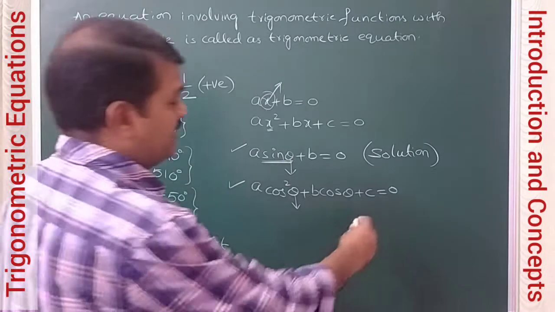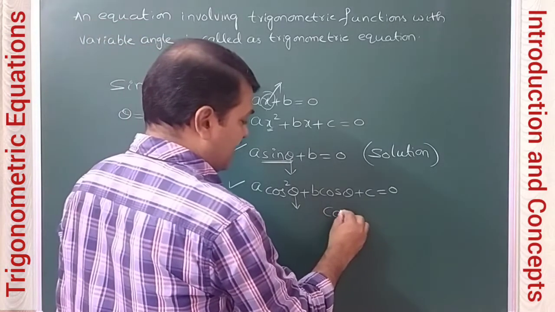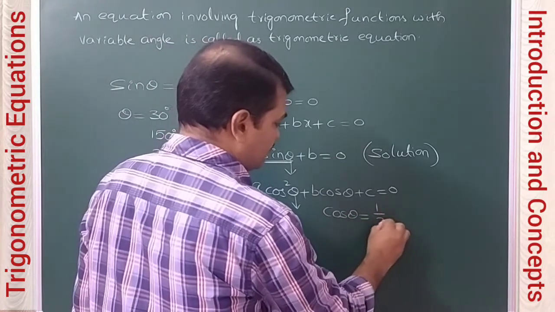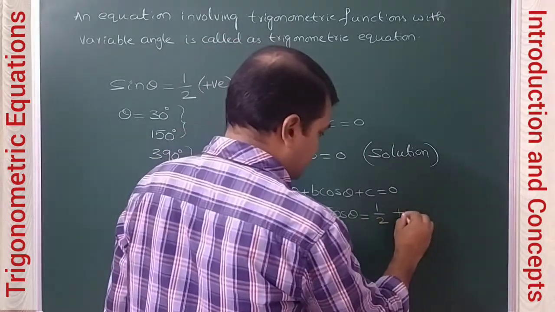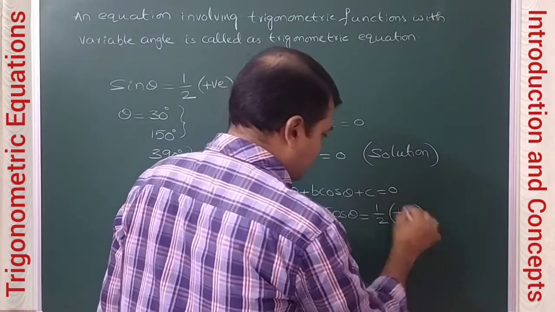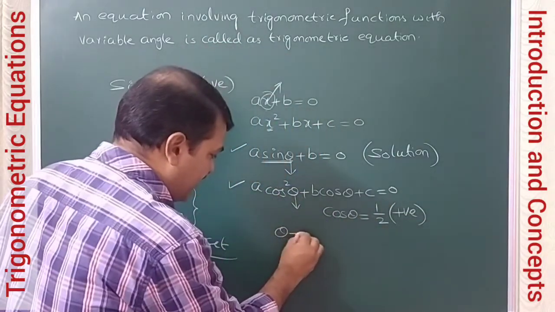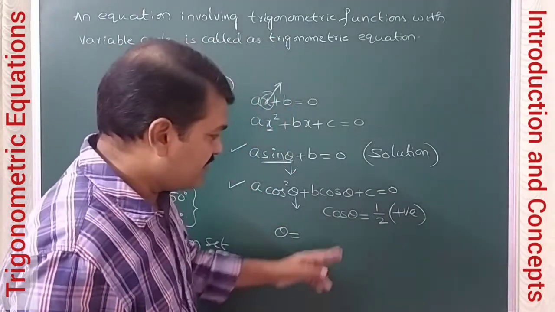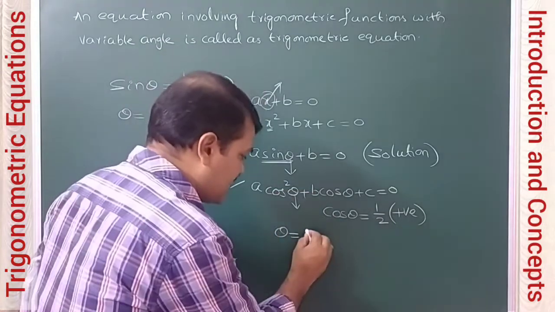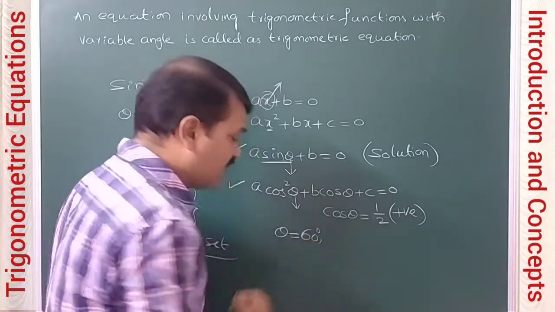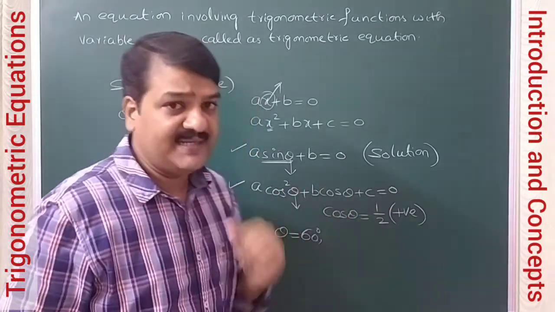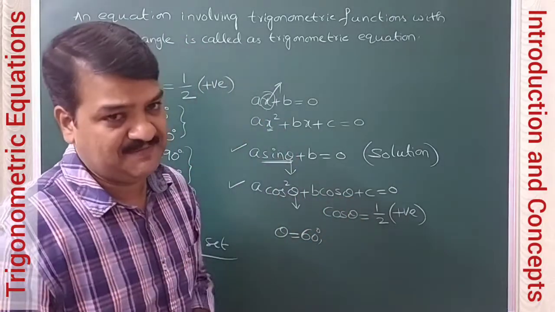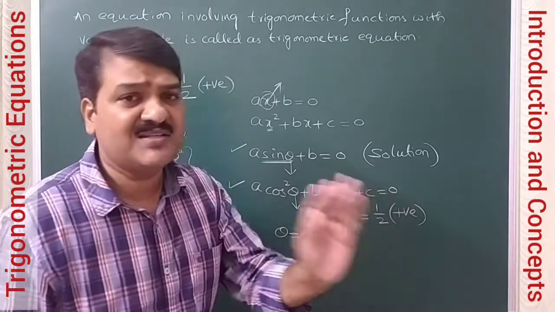For example, if you take cos theta is equal to 1 by 2, of course this is positive. Cos theta is positive means theta will be in the first or fourth quadrant. In the first quadrant, 1 by 2 is obtained for 60 degrees, whereas in the fourth quadrant this will come for 360 minus 60. Fourth quadrant means we can write 360 minus 60.